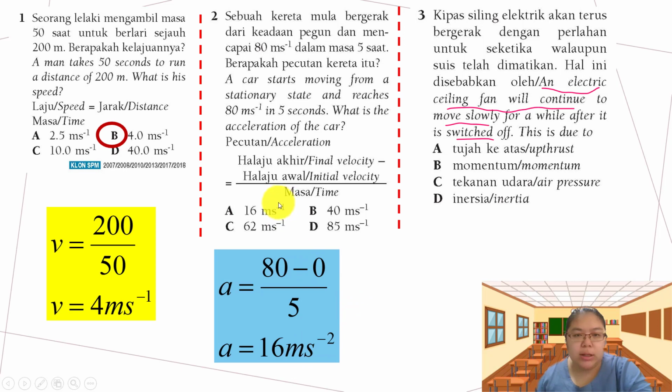I think the unit they give here is wrong, because they want to find acceleration, so the unit should be m/s^-2. We're going to change it. So the answer is A. Okay, number 3. Now they show an electric ceiling fan that continues to move slowly after it's switched off. It cannot stop immediately. It must take some time to slow down, and after that stop. So this one is due to the inertia.